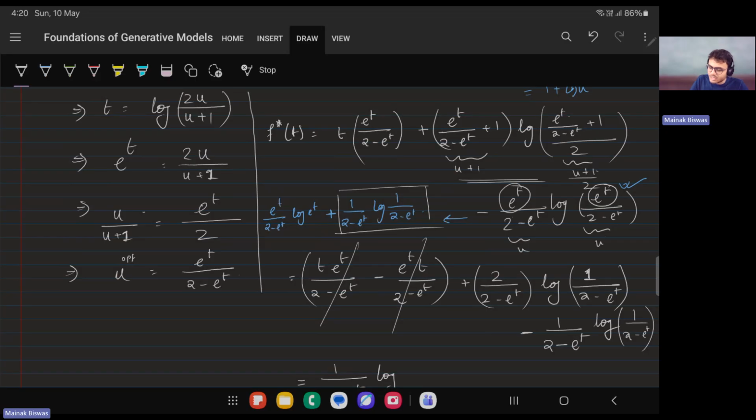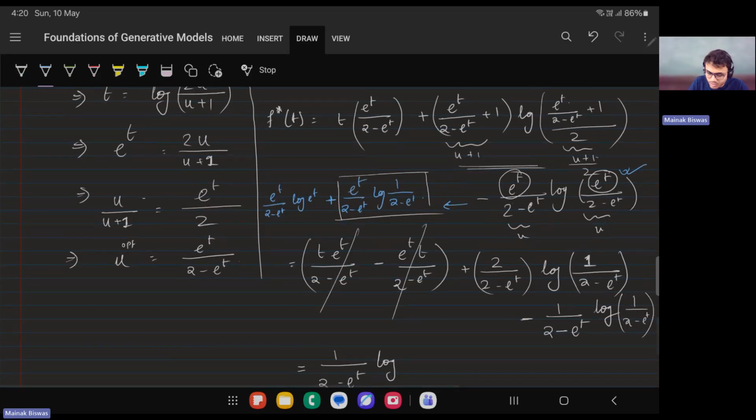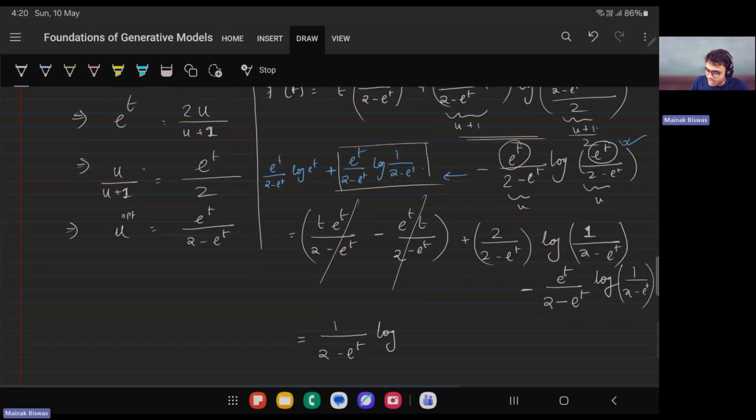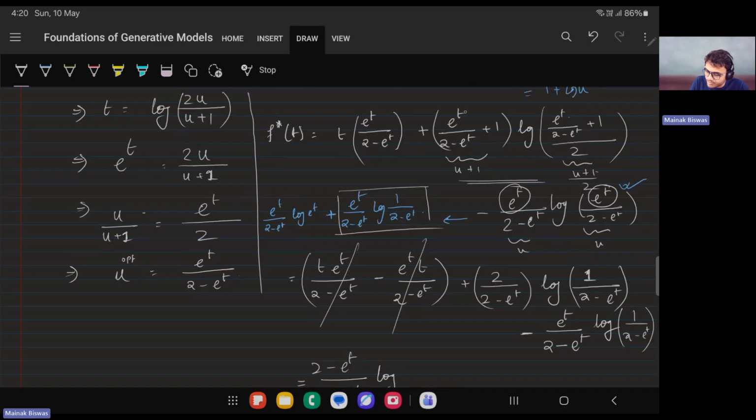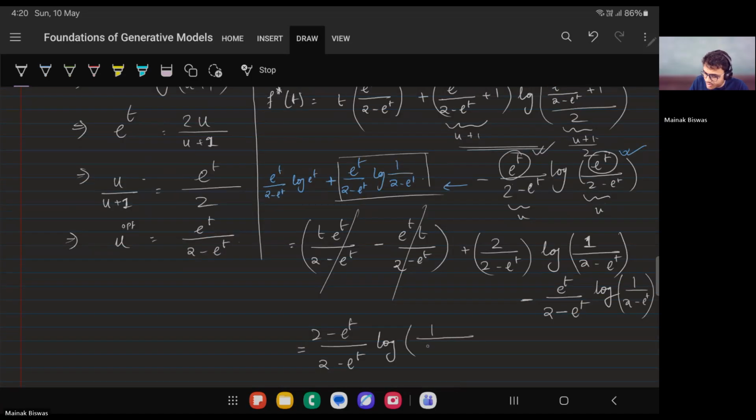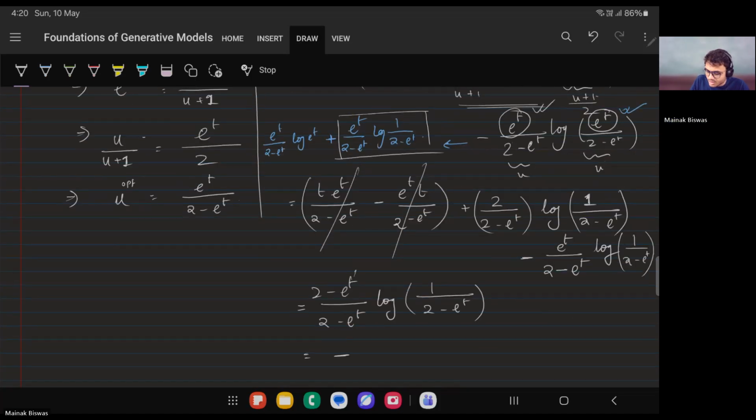So there's this e to the power t over here, right? The e to the power t is also there in this second part. I missed that out. So now I will have 2 minus e to the power t. So this term and this term are both the same with different coefficients of log of 2 minus e to the power t, which gives me minus log of 2 minus e to the power t. This is my f star of t.